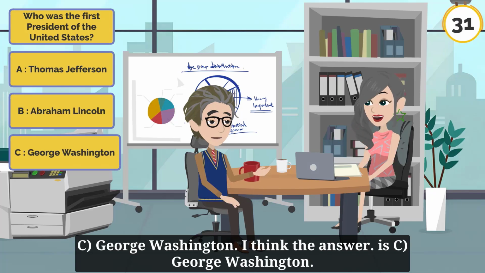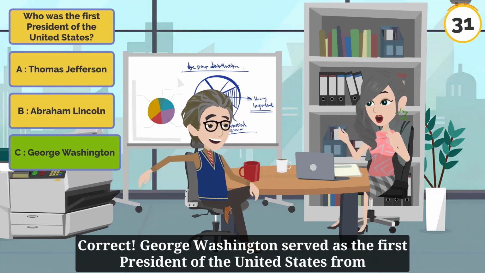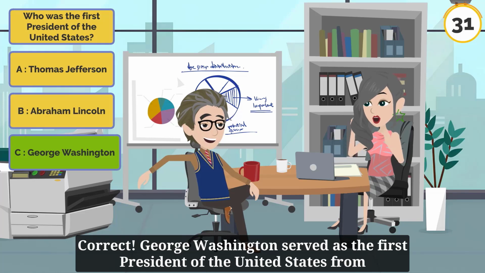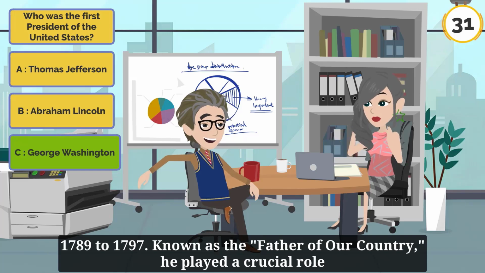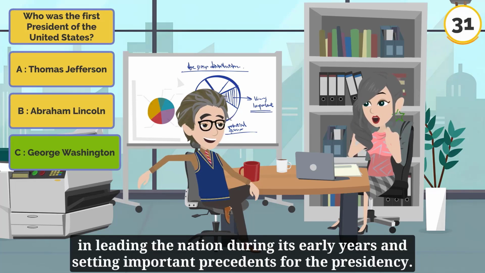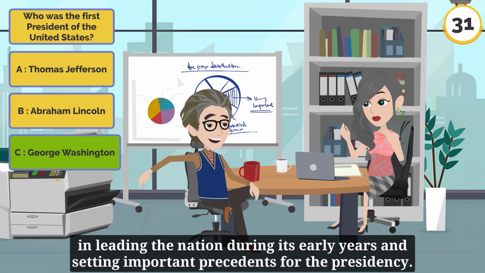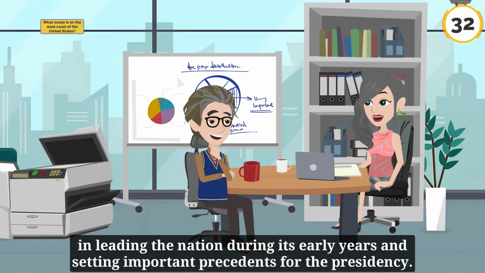I think the answer is C. George Washington. Correct. George Washington served as the first President of the United States from 1789 to 1797. Known as the Father of our country, he played a crucial role in leading the nation during its early years and setting important precedents for the presidency.